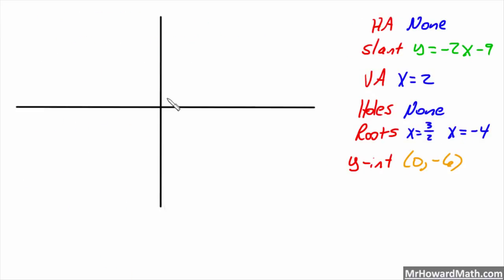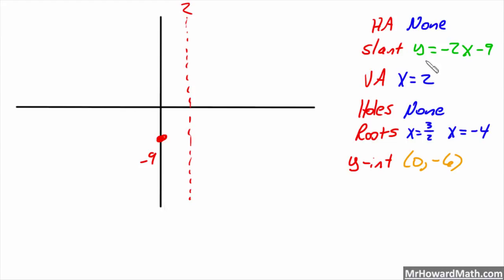Alright, so we've got a coordinate plane put in now, and we can start graphing this thing. We have the vertical asymptote at x equals 2 through here, and then we'll put the slant in. Slant has a y-intercept of negative 9 and a slope of negative 2. So I'm going to change the scale a little bit so we can have room. That's negative 9 there.